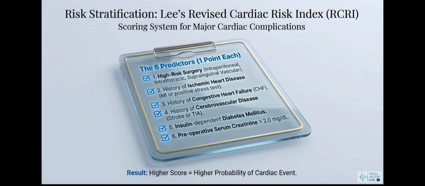Now let's move ahead and talk about how we are going to stratify the risk. There is a system for this called the RCRI, the Revised Cardiac Risk Index. Based on this scoring, we will categorize or grade the patient as per the risk.